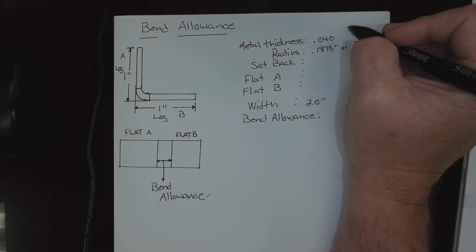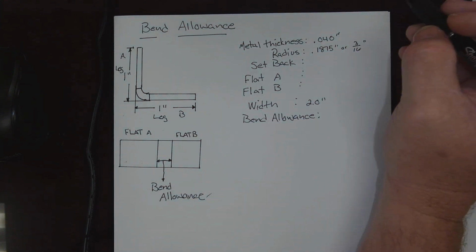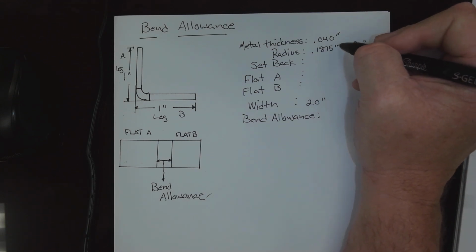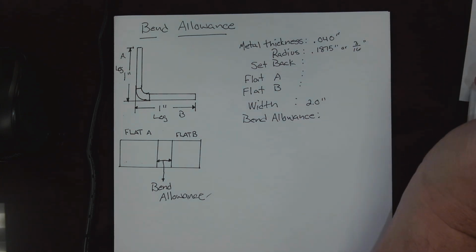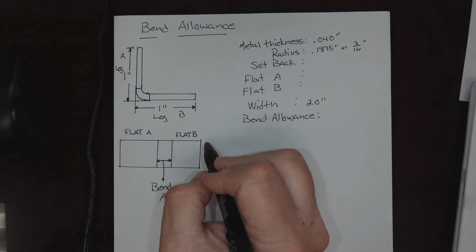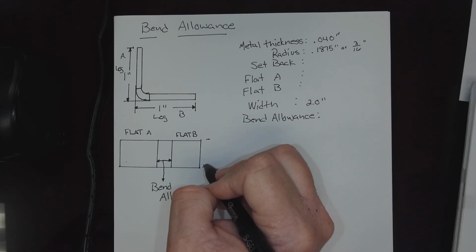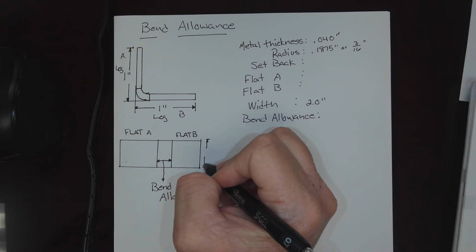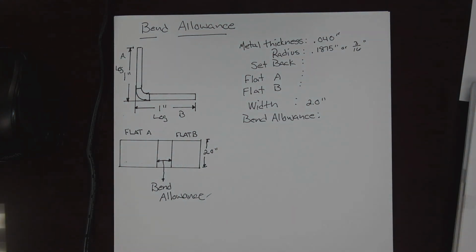In this case, our given is our metal is 40 thousandths of an inch, and the radius that they want us to form is 0.1875 or 3/16 of an inch. They want the width. This is like making a clip that we're going to rivet on something. The width specified is 2.0 inches, so that's a given.